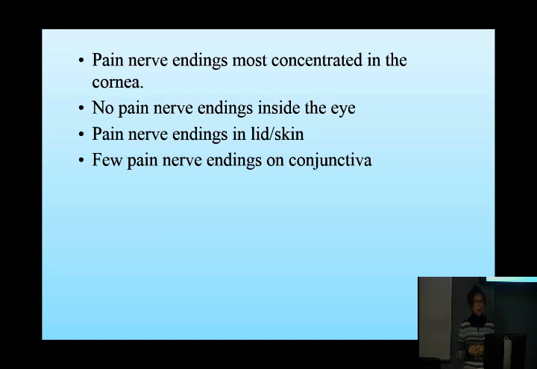You also have pain nerve endings in the lid and the skin of the lid, just like your skin elsewhere in the body. There are very few pain nerve endings on the conjunctiva, the tissue that covers the white of the eye. So depending on how people are describing their pain, the intensity and whatnot, this kind of helps you judge, does it seem severe enough that it could be the cornea? Is it not real severe? It could be then the conjunctiva itself. Is there no pain whatsoever? Maybe it's something going on with the inside of the eye.